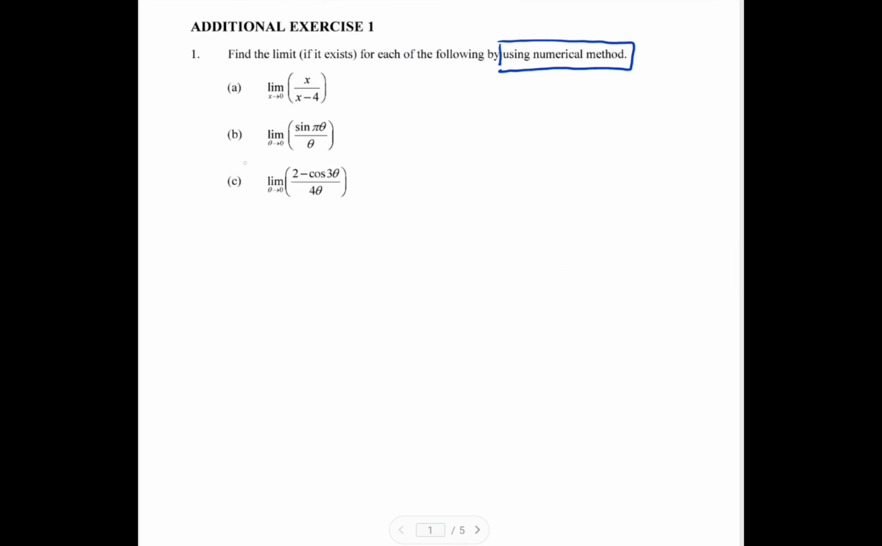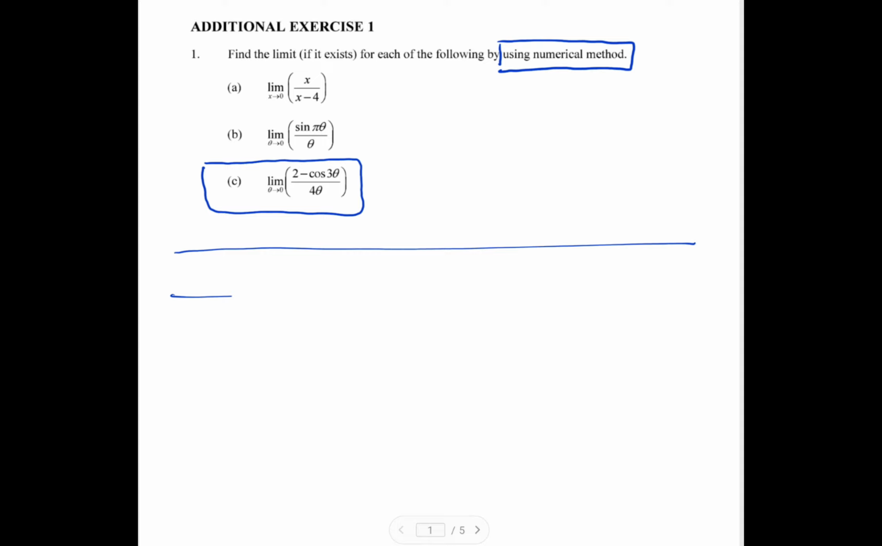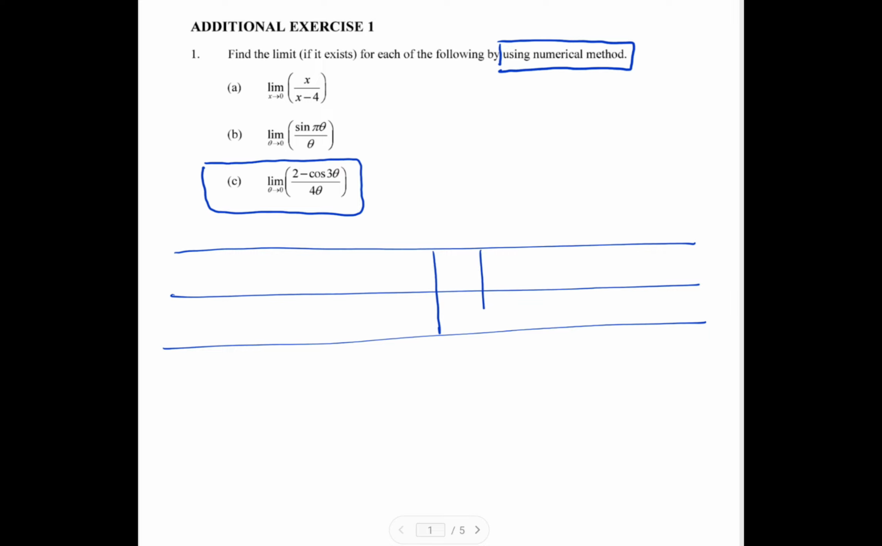And then the last one, 1C: the limit as theta approaches 0 of the function 2 minus cos 3 theta divided by 4 theta. Also the same thing, we choose at least 3 numbers from the left and 3 numbers from the right, where the middle one is 0, because theta approaches 0, and this is the value of 2 minus cos 3 theta divided by 4 theta.